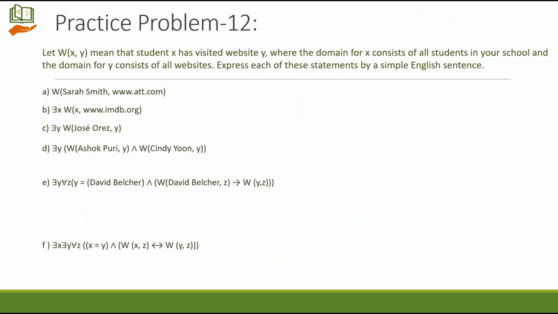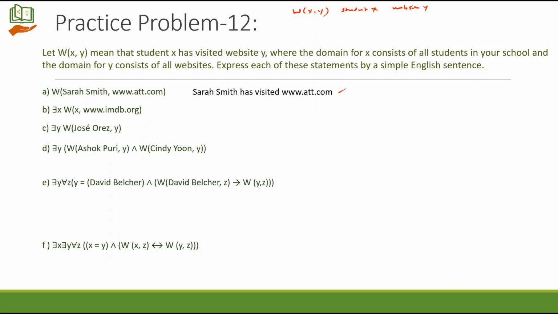Let W of X comma Y mean that student X has visited website Y, where the domain of X consists of all students in your school and the domain of Y consists of all websites. Express each of these statements by a simple English sentence. So first we have W of Sarah Smith and a particular website att.com. So we have Sarah Smith has visited att.com. It is directly given. So we can have the statement as it is.